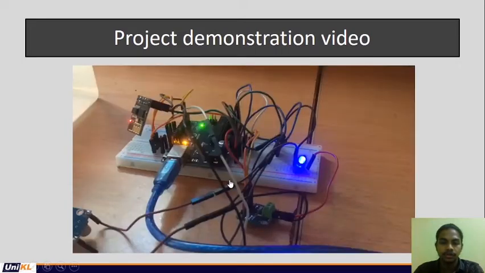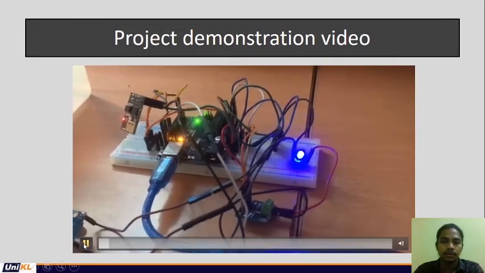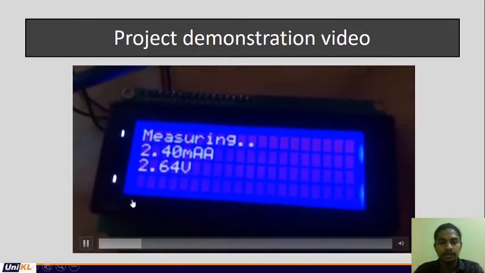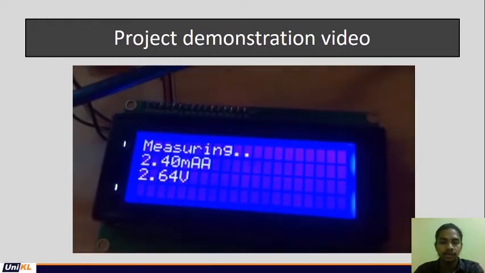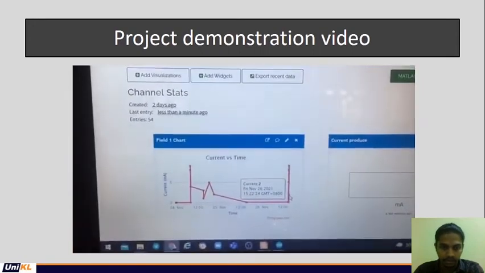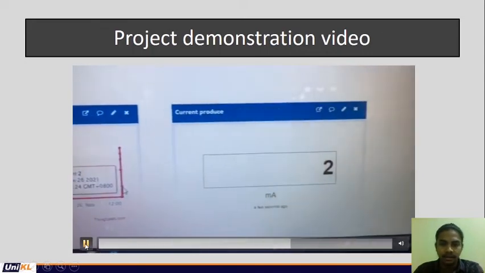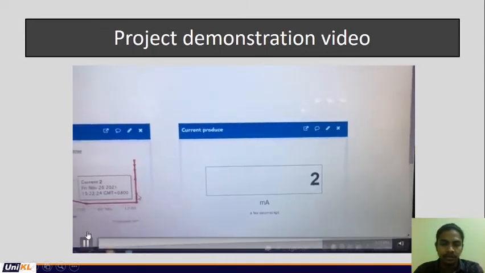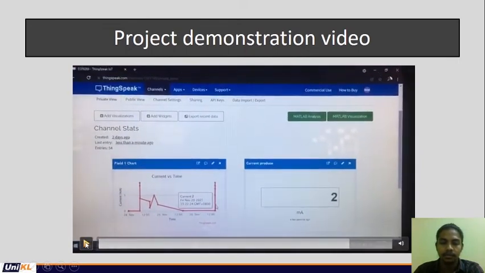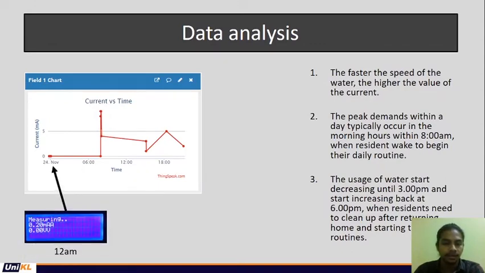So the next video is we want to send the data, the current, using the Wi-Fi module. So right now the current is 2.4 milliampere. So we want to send it to the ThingSpeak website. So here is the ThingSpeak website. So right now the current is 2 on the chart, and here is the current produced that ThingSpeak detects from the Wi-Fi module.